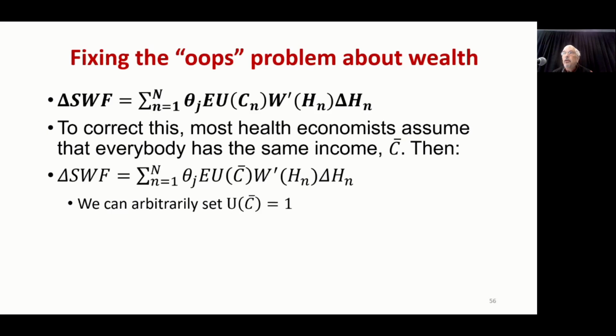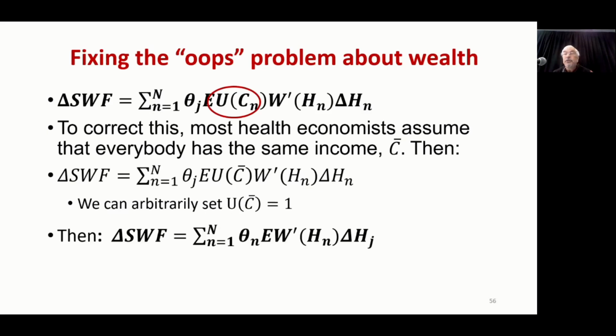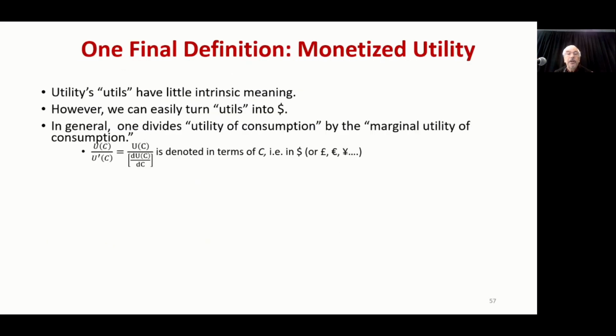So the health economists normally fix that by assuming that everybody in the society has the same level of consumption. So we'll put in the average level C bar here, and then we can arbitrarily set that utility of average consumption to 1. And now we have this very simple utility function, even simpler. We can simplify this further, that the social welfare change we can measure by adding up the changes weighted by the theta social welfare function weight, the changes in health, the delta H's, multiplying the marginal utilities of health. And there is that very simple utility function, and it's the marginal utility of health that's in there, and that's going to change as the health level changes.